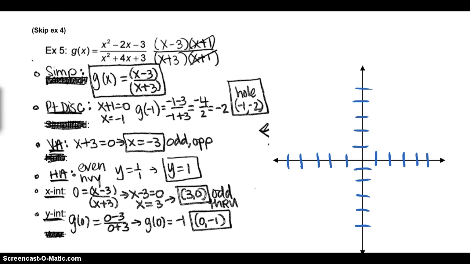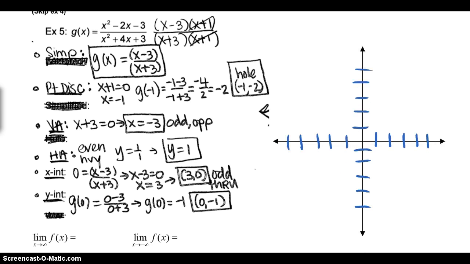Now later on you're going to have to go out to like 10 or something. So it is important to kind of look and see what you are going to be doing. So let's go ahead and plot the hole. It's at -1, -2, and you can put an open dot there, that's your hole.